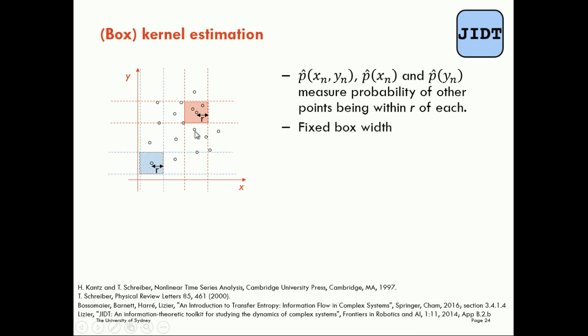And we use the same box width for every point. So for a point down here, we use the same box width, and we see that the probabilities are going to be very different because there are far fewer samples in these slices and in this box.